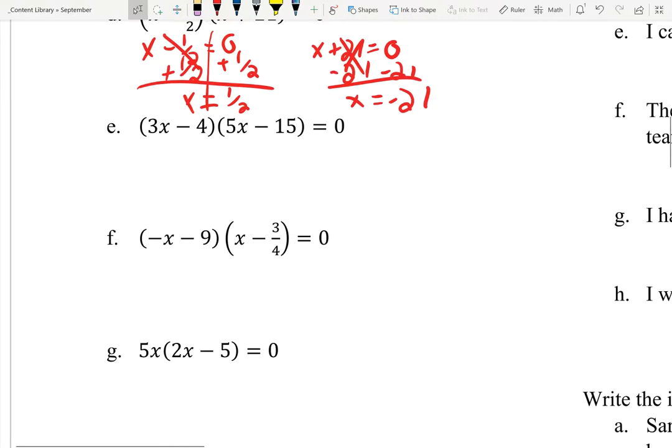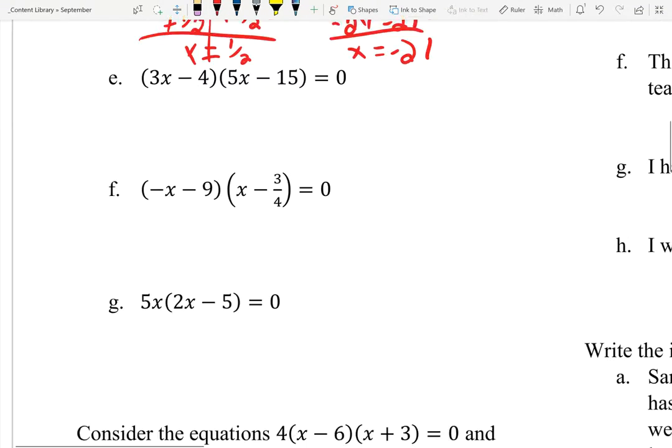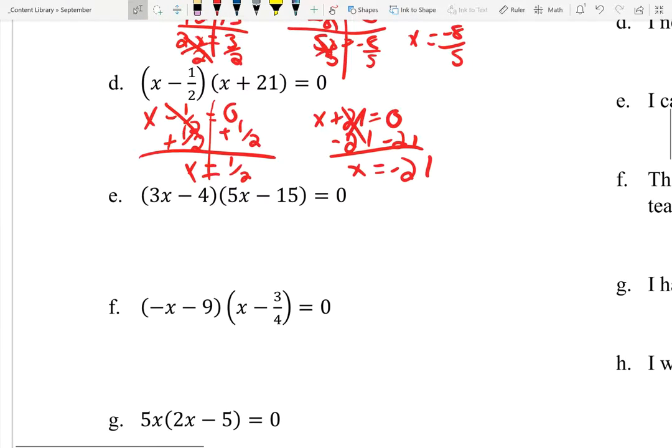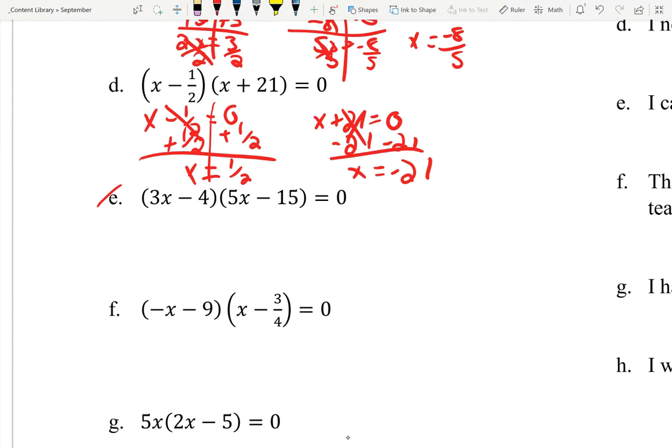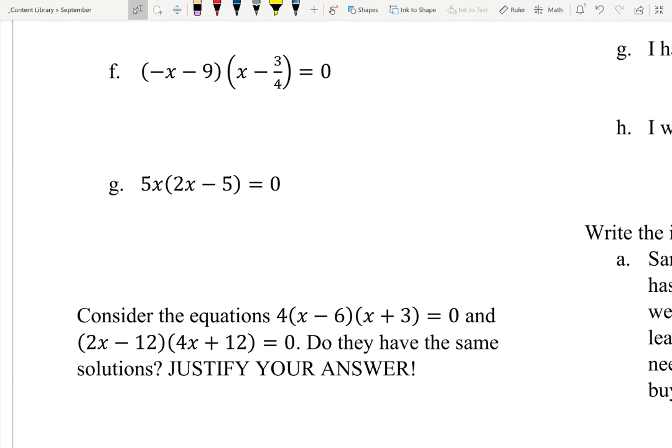So the rest of these follow those same properties. You take each of them, set it equal to 0, and solve them. There's nothing new here except for G. I'll look at G, but E and F you should be able to do if you follow the same steps that we were just doing previously. G is a little different.